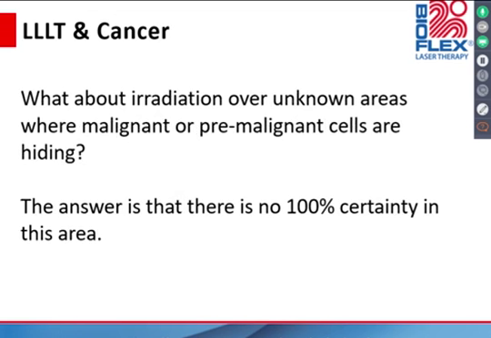So what about irradiation over unknown areas where malignant or pre-malignant cells are hiding? That's a question that we get asked quite a bit. And the answer here is that there's not 100% certainty in this area. Light seems to have an effect on malignant cells and pre-malignant cells to some degree. However, this is in vivo and in vitro. However, it also has an effect on the immune system, which seems to counterbalance, in fact, tip the scale towards immunomodulation rather than any negative effect it would have on cancer or pre-malignant cells.